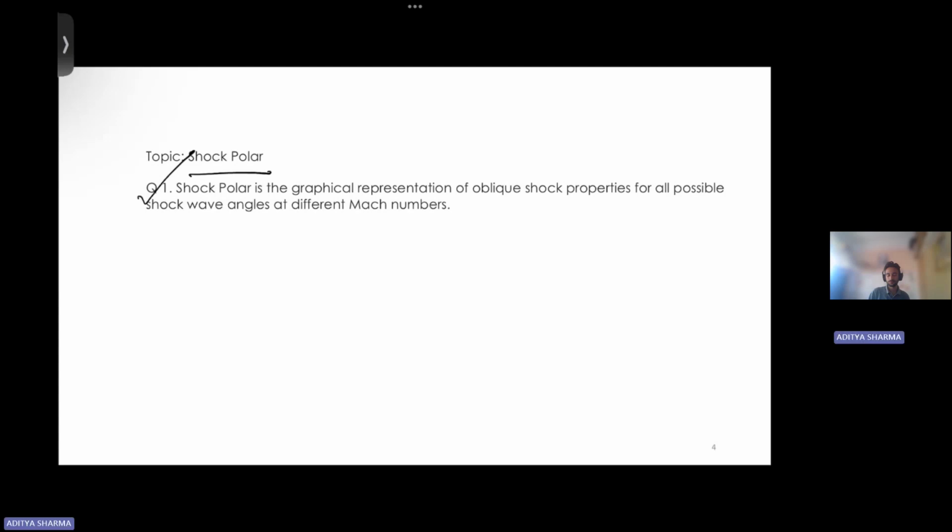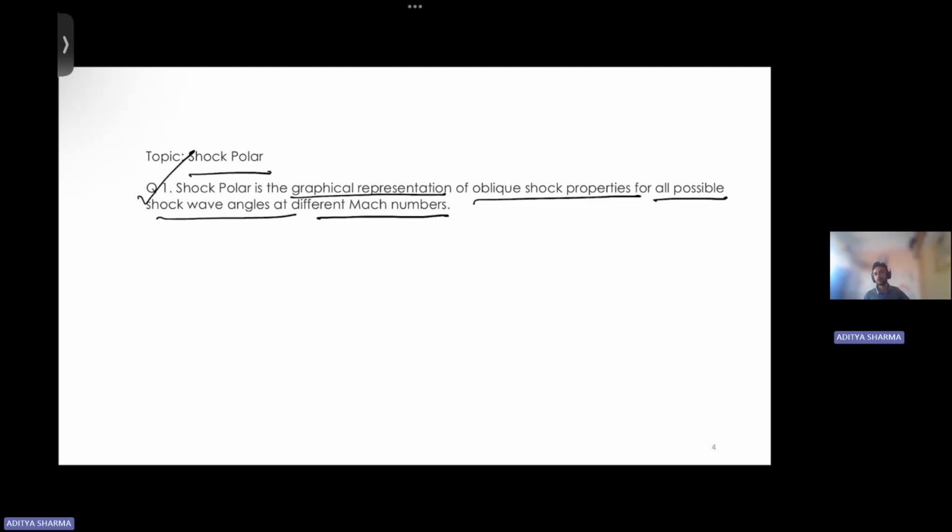Shock polar is the graphical representation, right? So yes, then next it says of oblique shock properties. So this is also right, that this shock polar is a graphical representation of oblique shock properties, right? And then it says at Mach numbers, right?